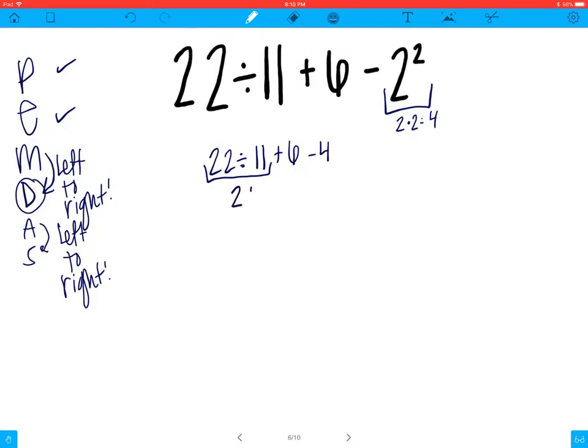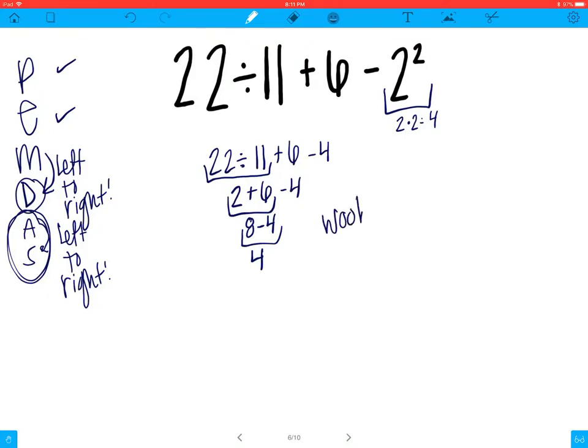I'm going to work left to right. Because they're both addition and subtraction, I work left to right. So 2 plus 6 is 8 minus 4, and that'll give me a final answer of 4.